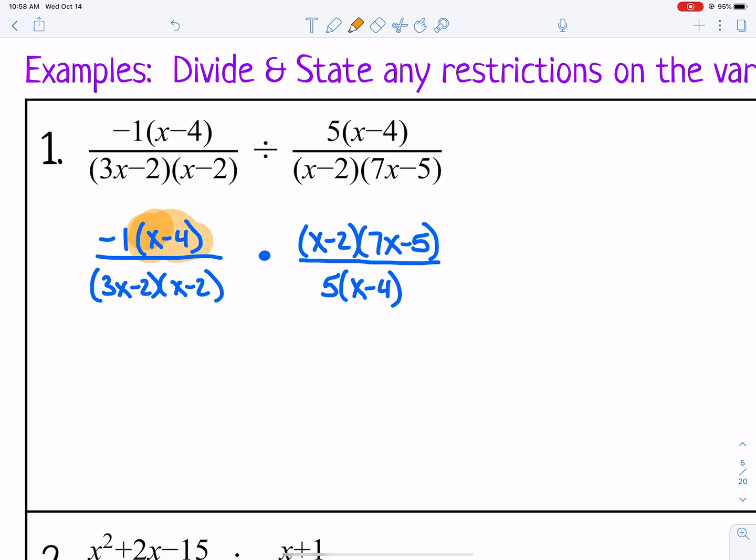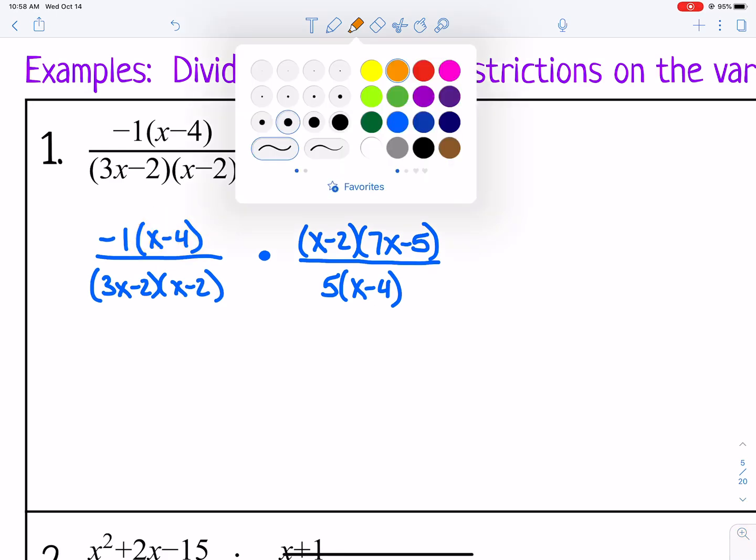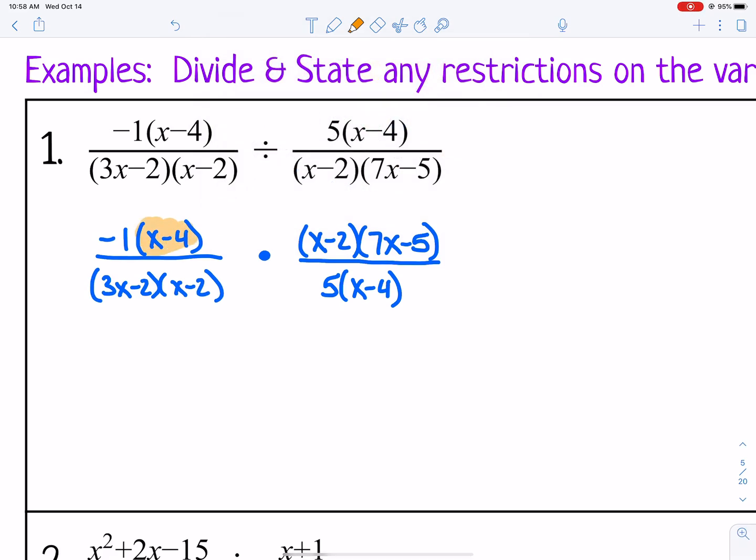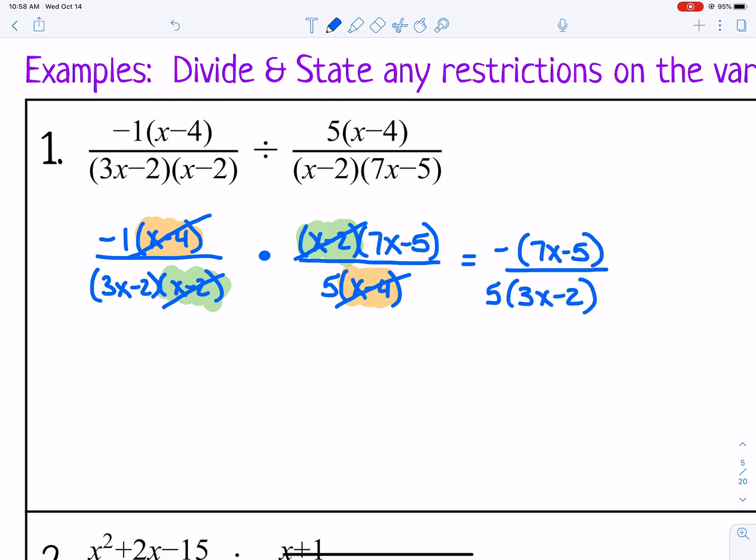So we just now need to look at common factors in our numerator and our denominator. So we have x minus 4 in the numerator and x minus 4 in the denominator. We have x minus 2 in the numerator and x minus 2 in the denominator. So let's just cancel those out and bring over what's left. So we have negative 7x minus 5 in our numerator, and we have 5 times 3x minus 2 in the denominator. So that's our simplified form after we've divided, and we just need to state the restricted values.